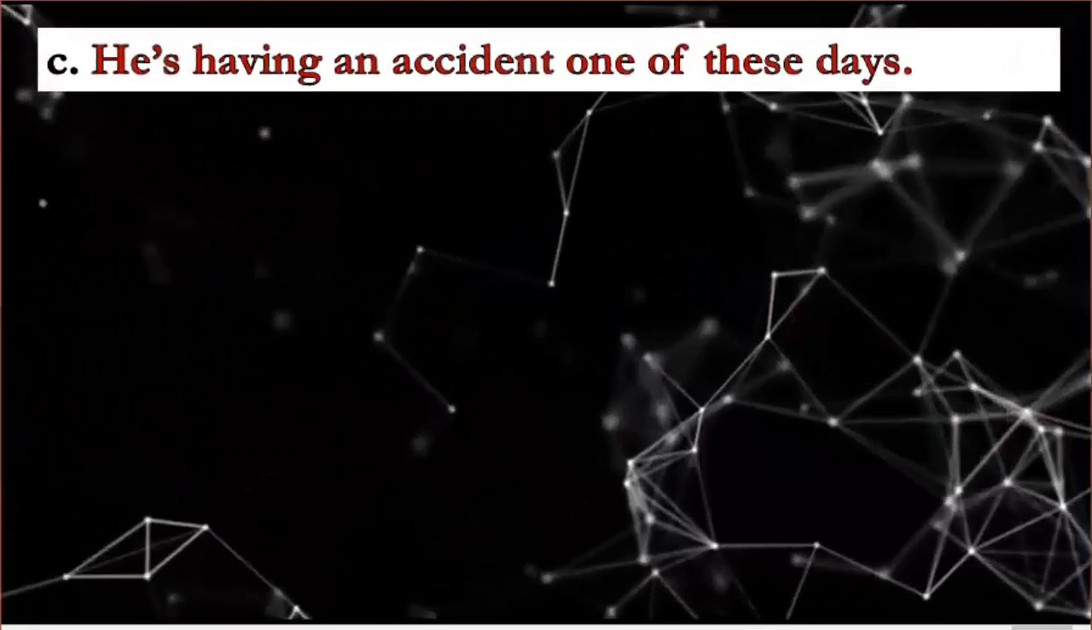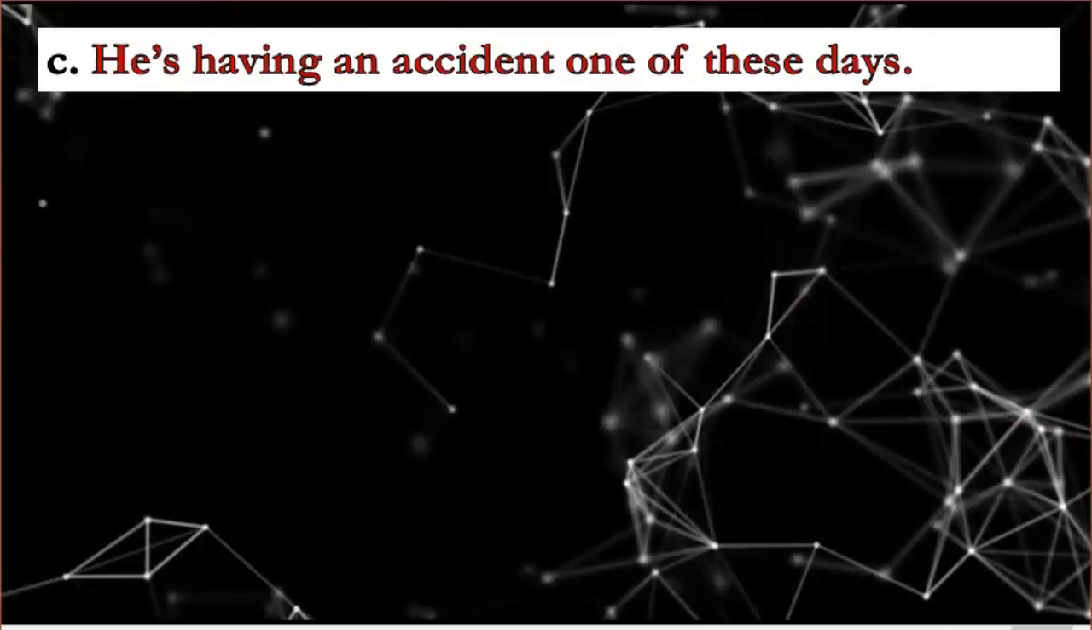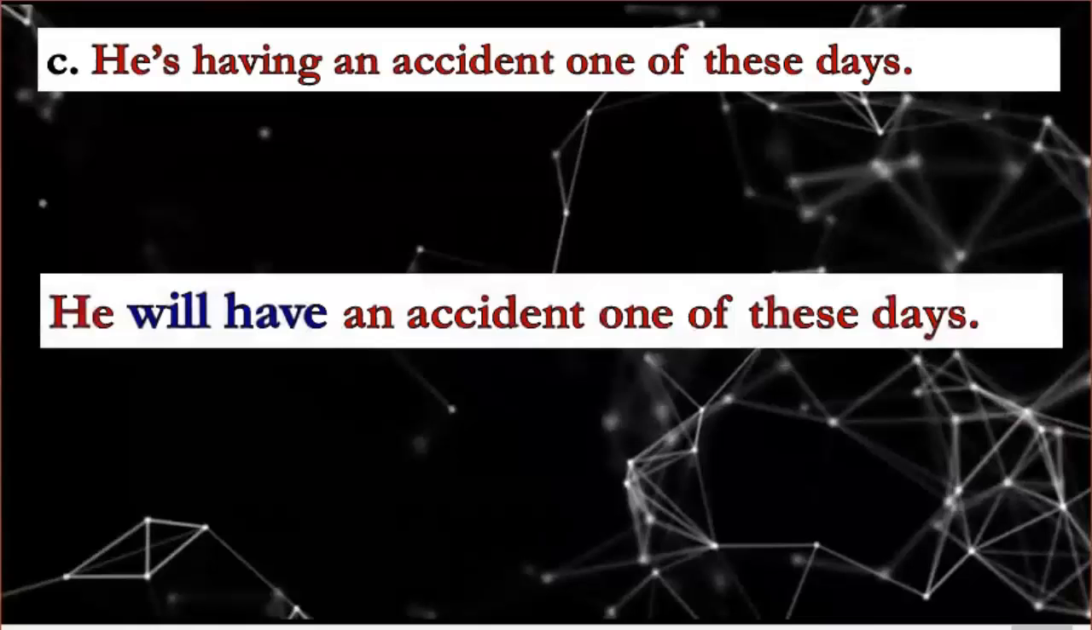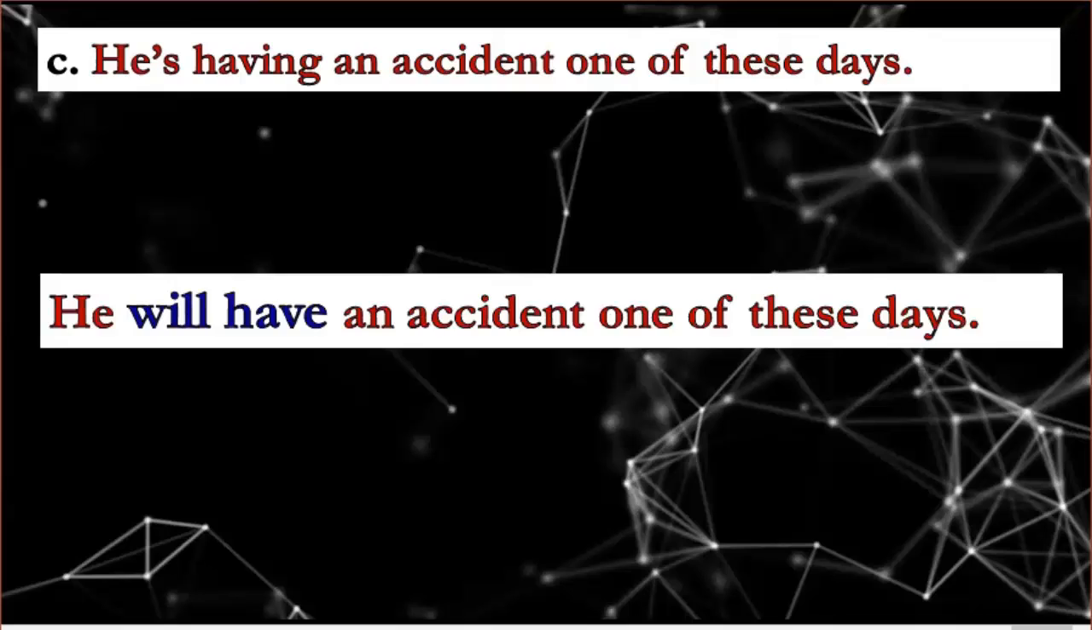Let's see letter C. He is having an accident one of these days. No, he will have an accident one of these days. It's my expectation. If you are talking about your expectation, we use will plus the base form of the verb. He will have an accident.